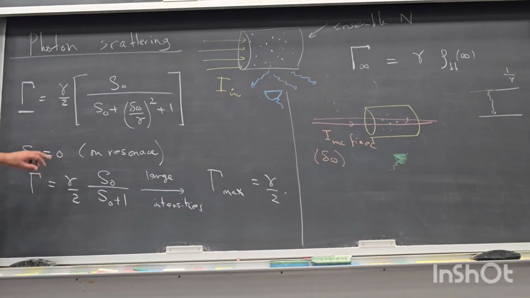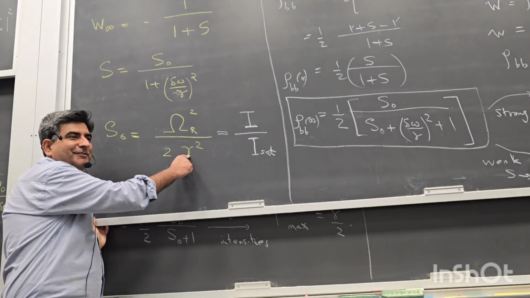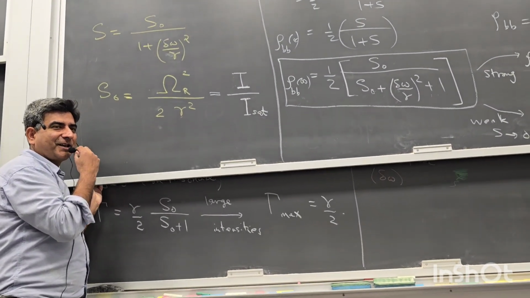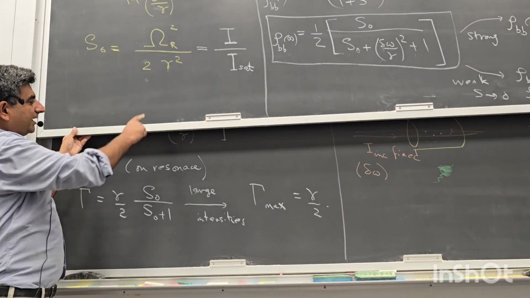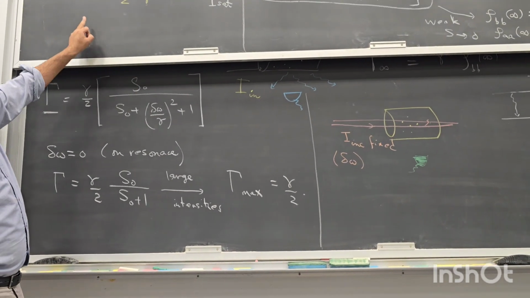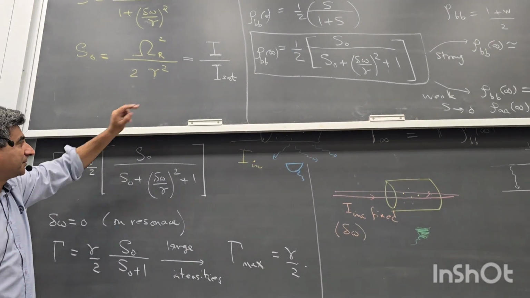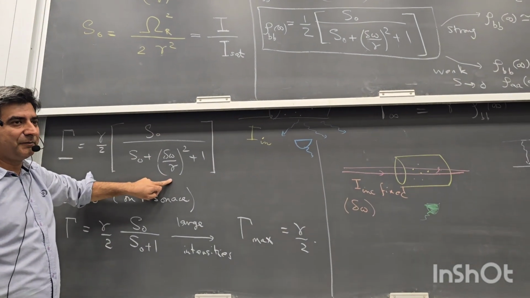Okay, so why am I interested in S naught? Because S naught also has a gamma in it, so it also depends upon what gamma you choose. S naught has a gamma in it, and there's a gamma here as well. So I would like to replace this. I would like to explicitly know what the gammas are as well when I plot this.